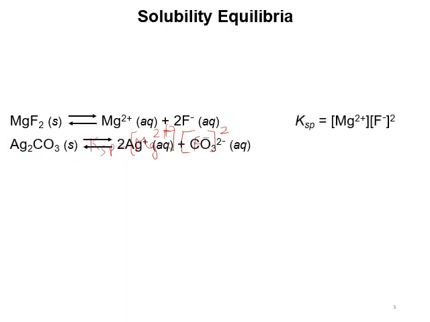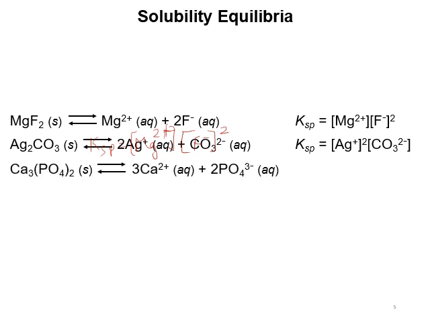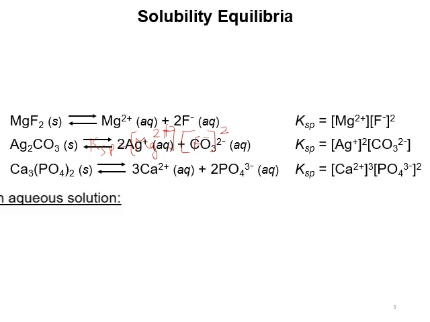There's another example which is Ag2CO3. So in this case, if we have a salt, silver carbonate, we know it's insoluble. What is its expression going to be? It's going to be concentration of silver ion squared times concentration of carbonate ion. Next salt example is calcium phosphate. So this is also an insoluble salt. It's going to dissociate to give us 3 calcium ions and 2 phosphate ions, right? So Ksp expression is going to be concentration of calcium ion cubed times concentration of phosphate ion squared, right?